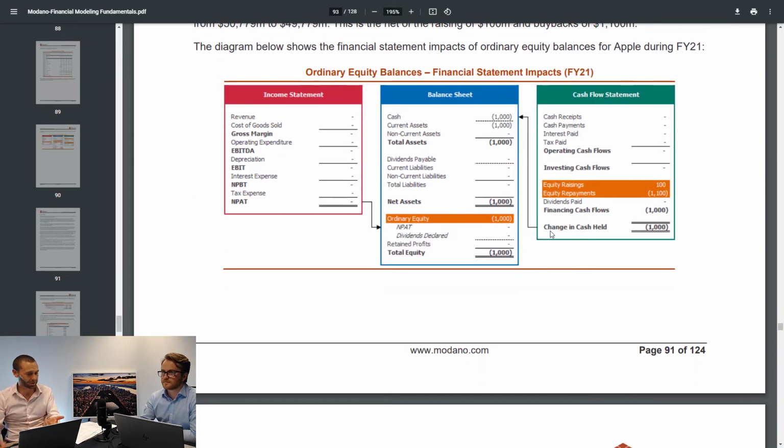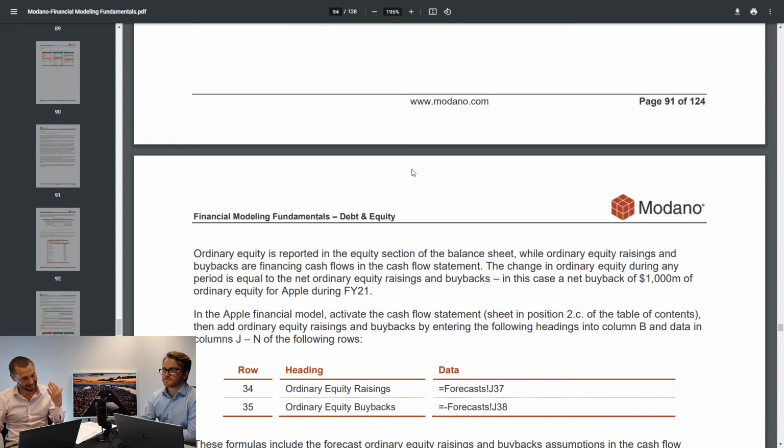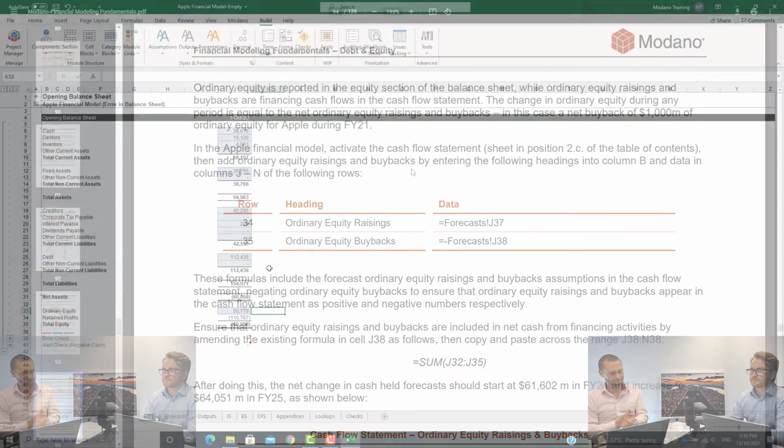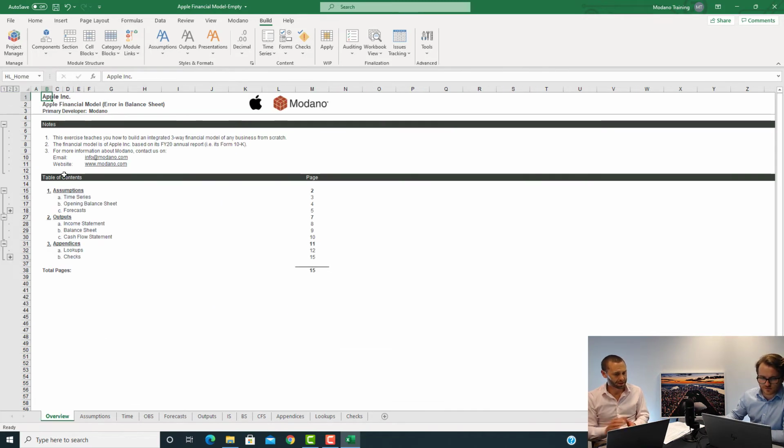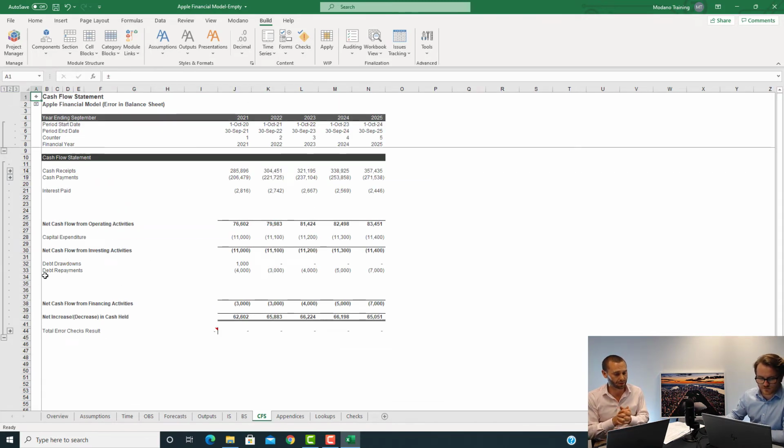Now, if you look at how that goes through, it's exactly the same as debt balances, only it's equity. And you'll see the equity is obviously part of the equity section of the balance sheet, whereas debt was a liability. Okay, other than that, it's classification. The treatment is very, very similar. Debt and ordinary equity balances do not affect the income statement, neither do dividends, which we'll discuss in a moment, while interest expense on debt does. Okay, so let's put these in. So ordinary equity is reported in the equity section of the balance sheet. So let's go first of all and put in the cash flow statement. Let's go to the financing section of the cash flow statement, and down in row 34, let's put ordinary equity raisings in B34.